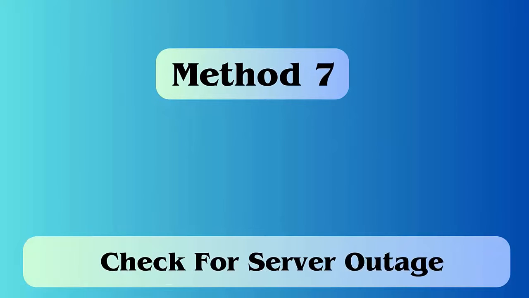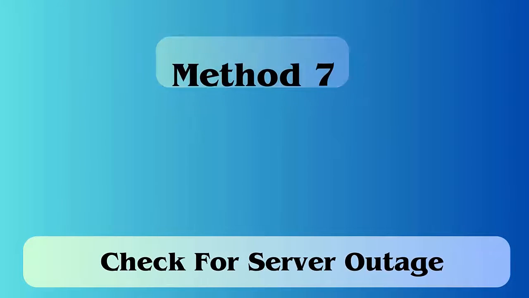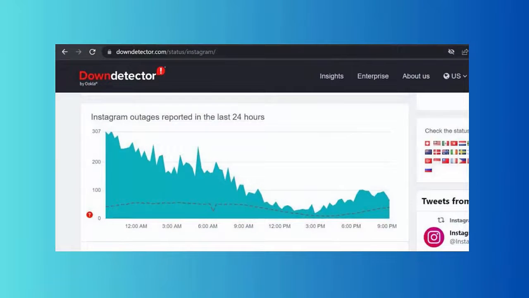Method 7, check for server outage. In many situations, there is a problem from the server end. Some maintenance work can stop the app from working, hence such kind of error pop-ups. To know the current status, you can visit the Down Detector website.